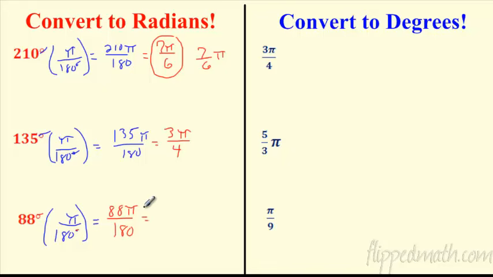Let's try 4. So 4 goes into this 22 times. 4 goes into the bottom 45 times. I don't think you can reduce it more than that and you're good to go.